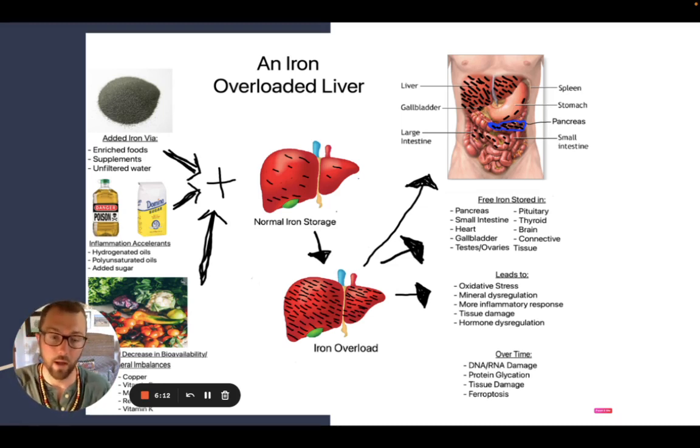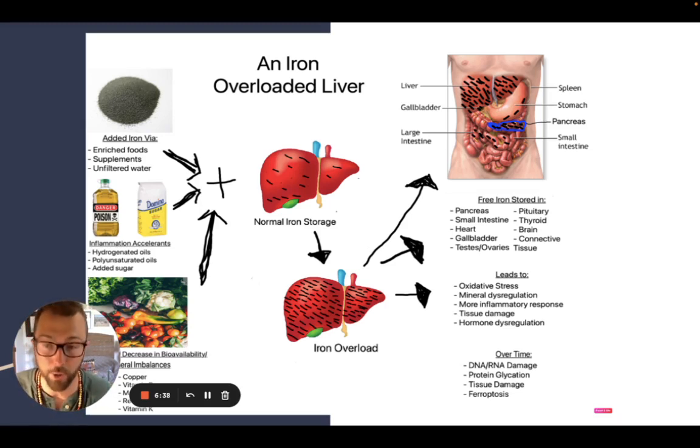So when the liver becomes iron overloaded, it needs to share it with something. It needs it to go someplace. Our body is not very good at getting rid of it. So what does it do? It hands it off. And because it's so well connected, it has such a wide reach with who it can share it with. Leads to oxidative stress, mineral dysregulation, inflammatory response, tissue damage, hormone dysregulation.